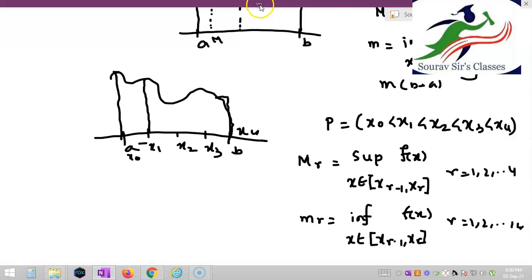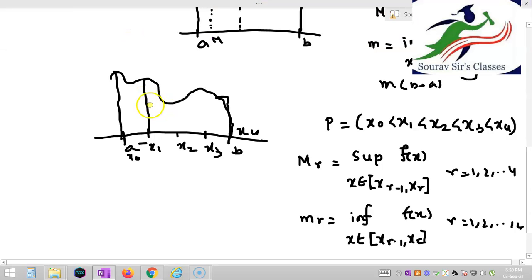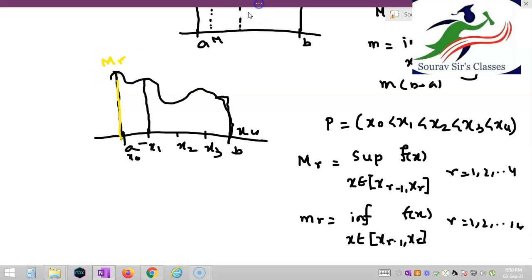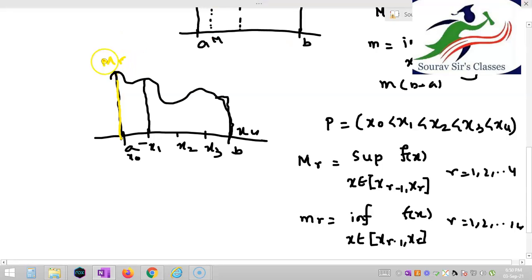So now, according to our picture, this is our capital M1, and this is our small m1, right students?